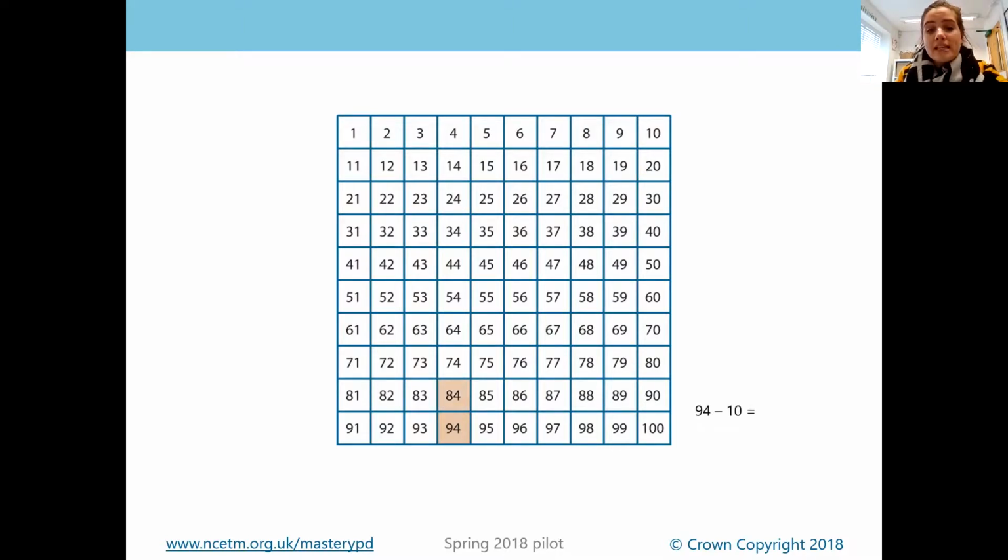So then we go to 84. And again, it's in this column, isn't it? It's all directly on top of one another on a 100 square. That's what's so lovely about it. And another good technique, once we've done this, let's just get to the end here and see if we got our answers the same.